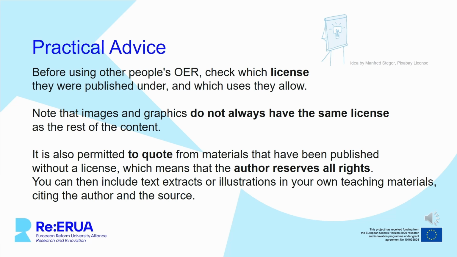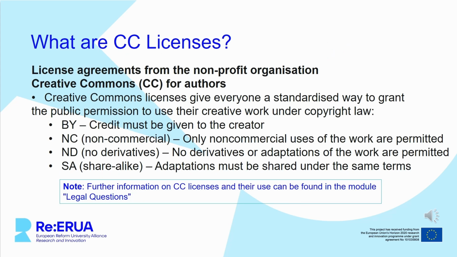In this case, you can include text excerpts or illustrations in your own teaching materials, citing the author and the reference. Now, I've told you a lot about licenses in general, but what specific licenses are we talking about? One example are the CC licenses, which have become widely accepted, especially in the field of free educational materials and research. The name CC is derived from the non-profit organization Creative Commons, which offers ready-made license agreements for creators.